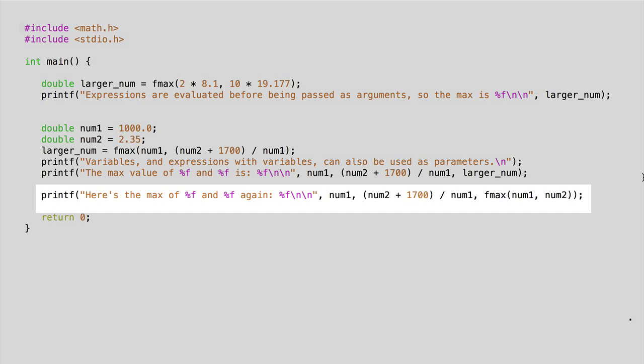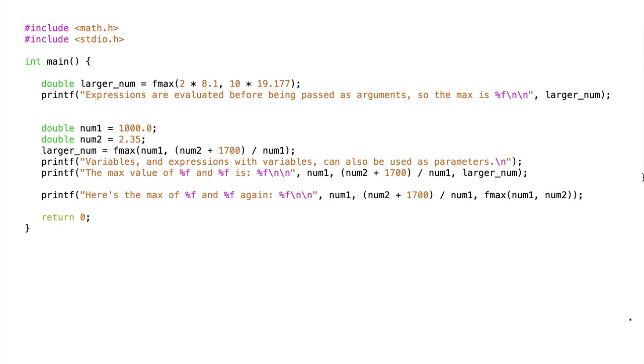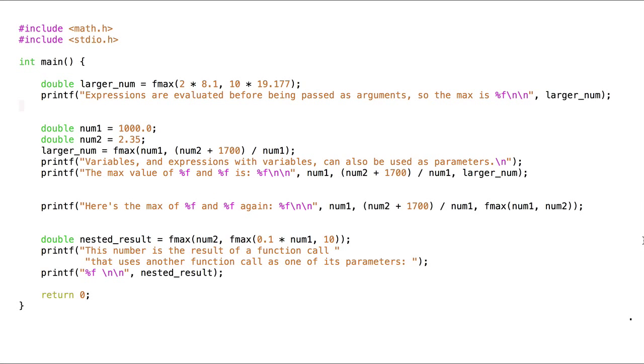Finally, a function call can be used in an expression. Like a variable, a function call is a placeholder for a value. After the function is evaluated, the value it returns is used in the expression. In short, we can use a function call anywhere we might have otherwise used a variable or a fixed value. Here's an example that puts everything together.